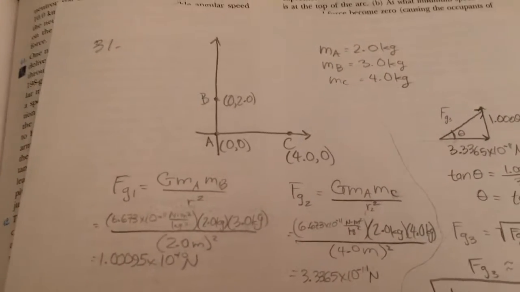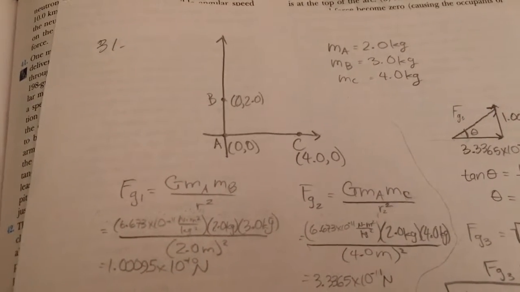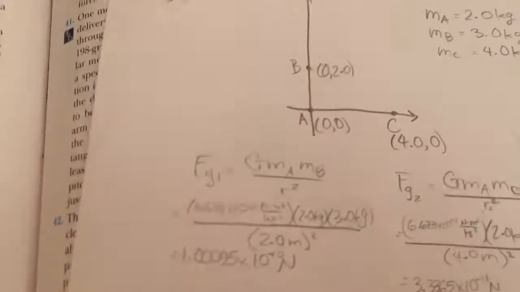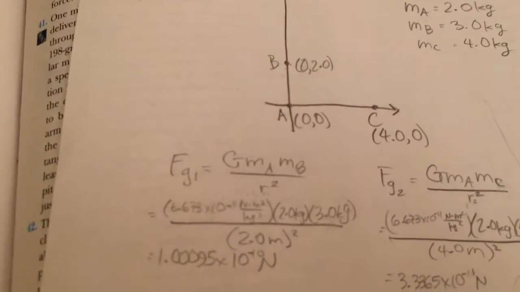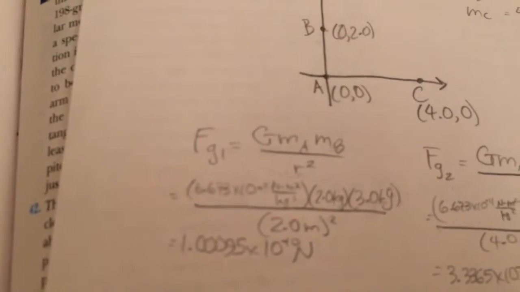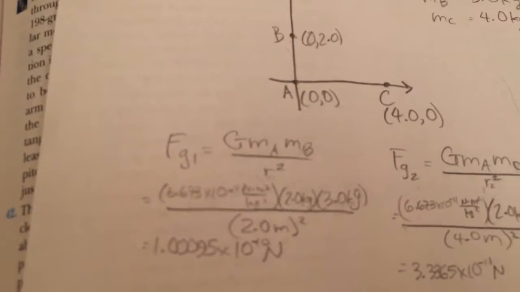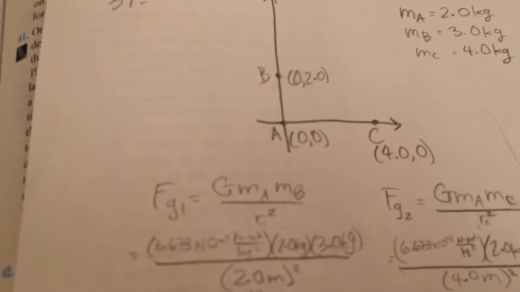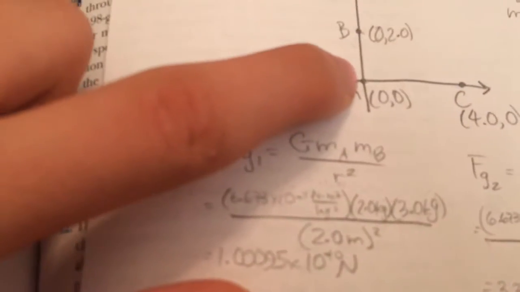A coordinate system in meters is constructed on the surface of a pool table, and three objects are placed on the table as follows: a 2.0 kilogram object at the origin of the system, a 3.0 kilogram object at (0, 2.0), and a 4.0 kilogram object at (4.0, 0). Find the resultant gravitational force exerted by the other two objects on the object at the origin.